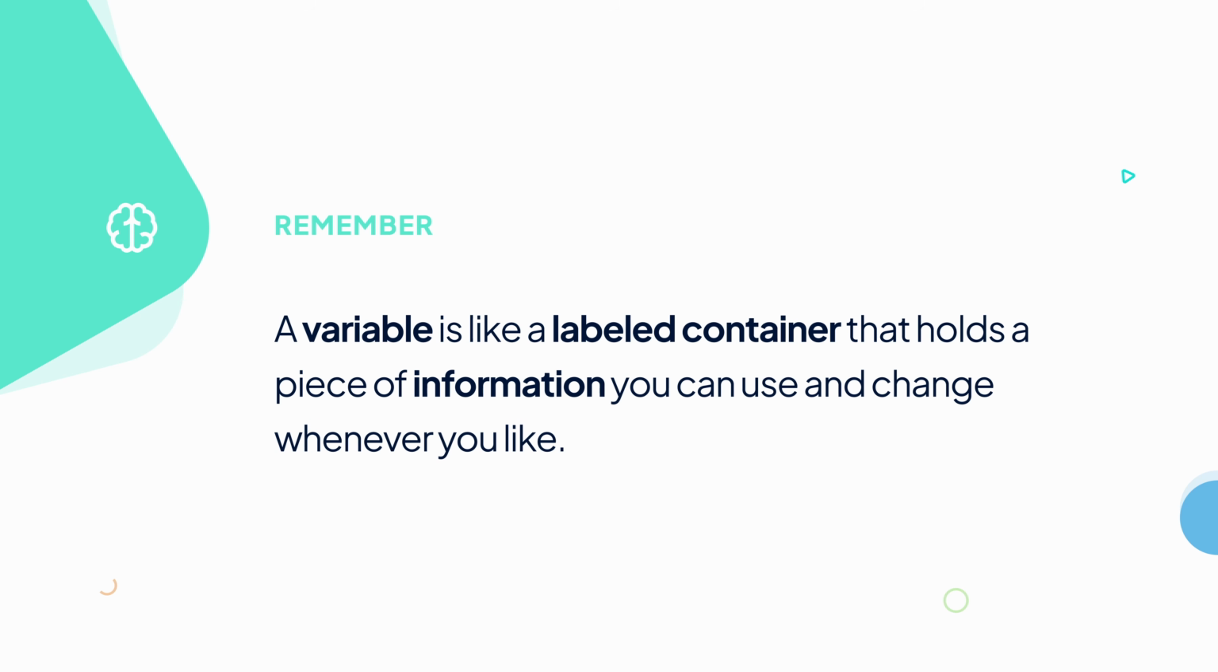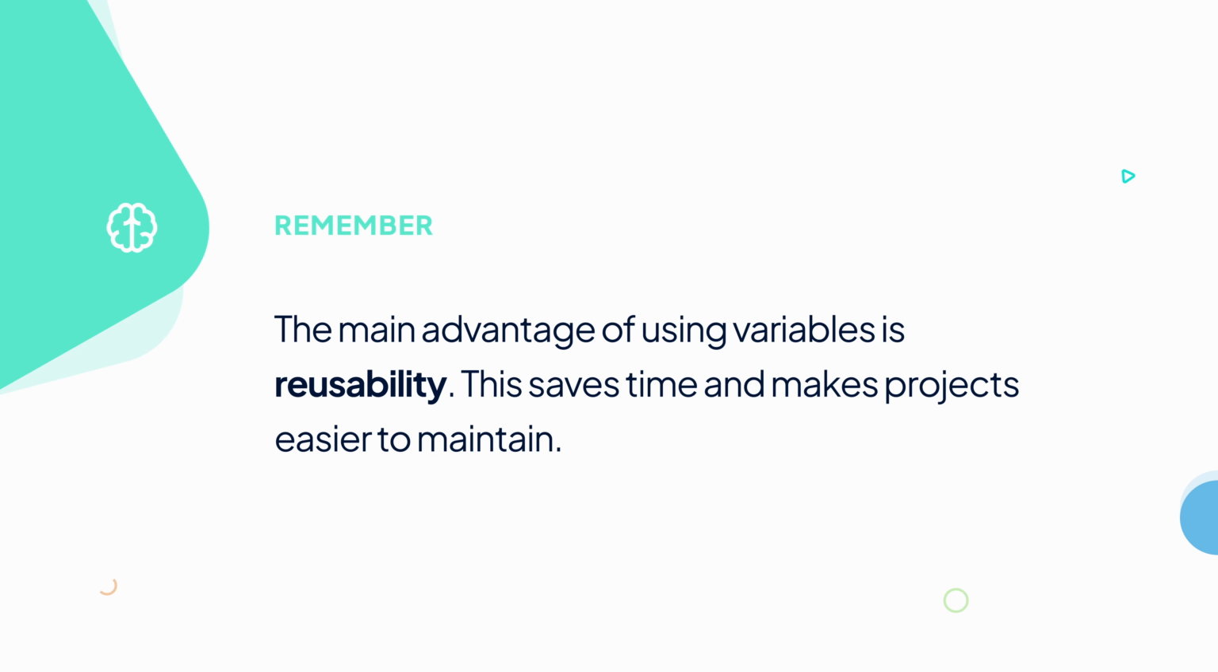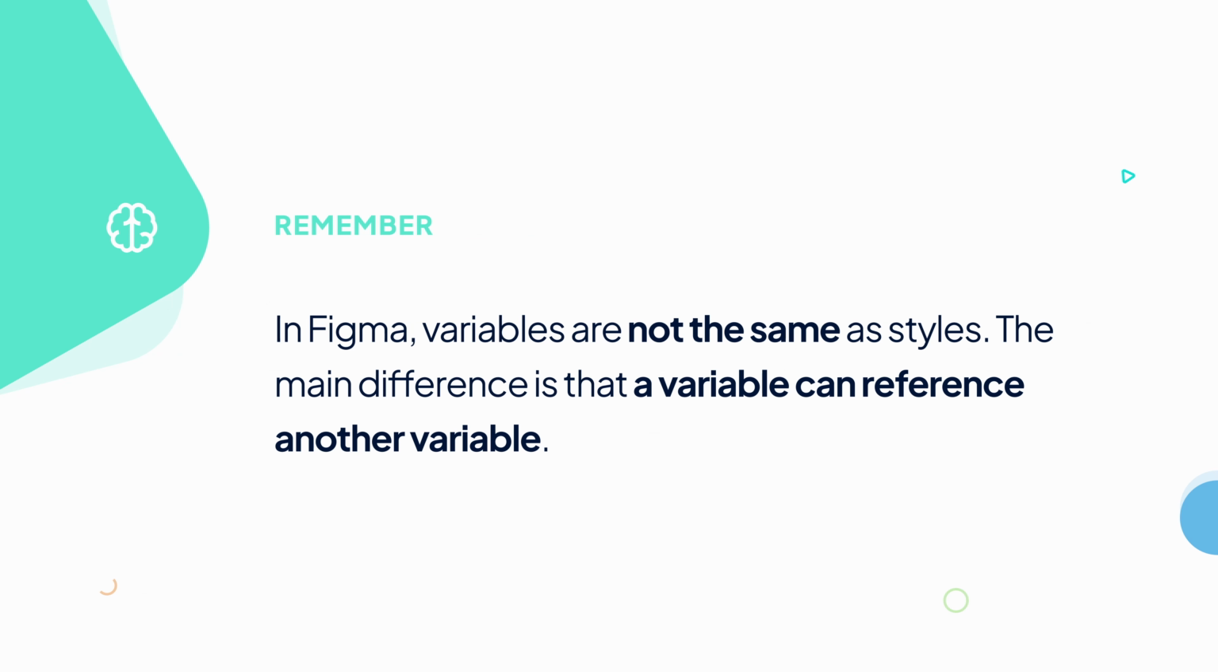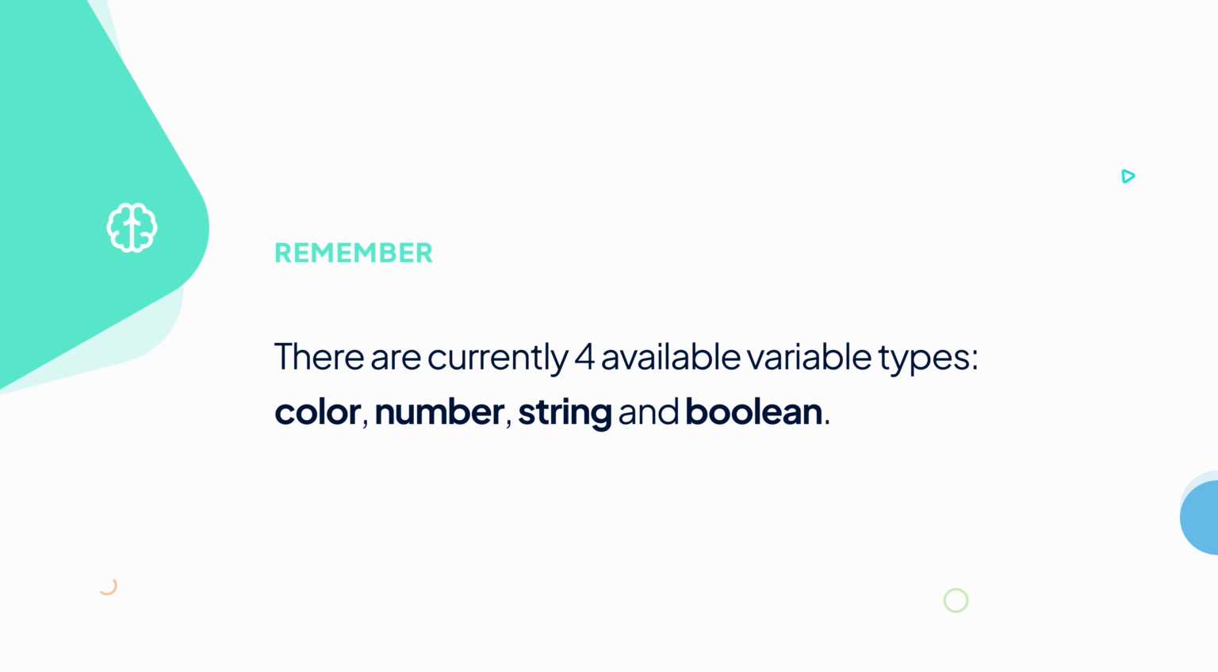All right, so in this video, you learned about working with variables in Figma. And a variable is like a labeled container that holds a piece of information you can use and change whenever you like. The main advantage of using variables is reusability. This saves time and makes projects easier to maintain. In Figma, variables are not the same as styles. The main difference is that a variable can reference another variable. There are currently 4 available variable types: color, number, string, and boolean.